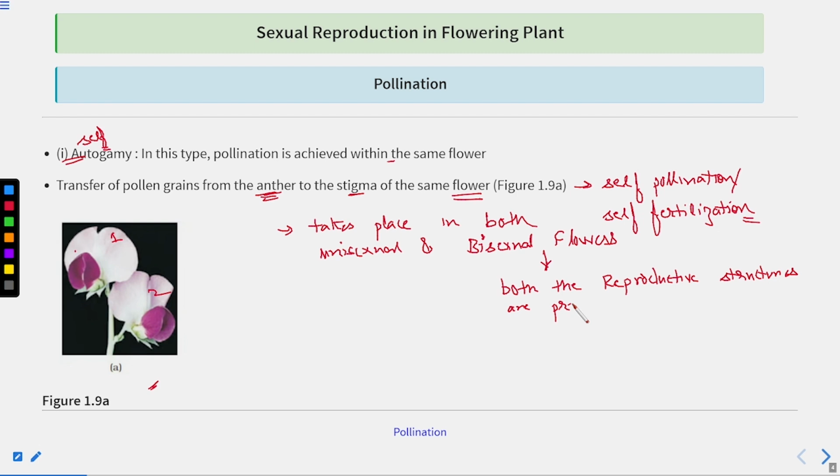Clear? So what happens? Anthers are present, or you can say stamens are also present, as well as the pistil is also present. So very easily the pollens which are released from the anthers can get transferred to the stigma of the pistil. Clear?